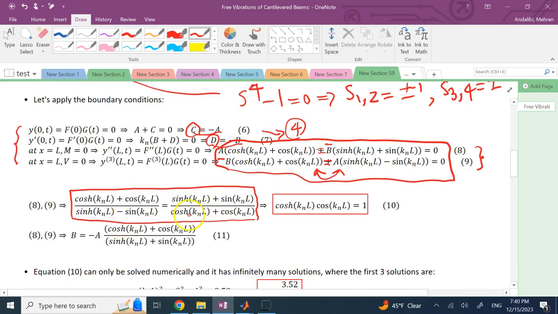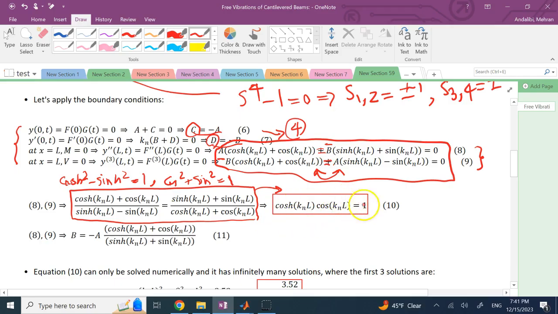If we cross multiply and simplify, and keeping in mind that cosine hyperbolic squared minus sine hyperbolic squared equals 1, and then cosine squared plus sine squared also equals what? 1. If we use these two equalities, this new equation will be reduced down to equation 10, which is cosine hyperbolic of KnL times cosine of KnL equals 1.